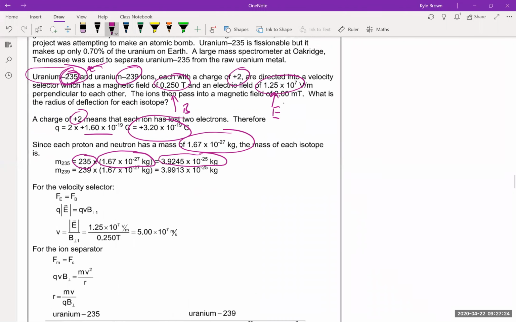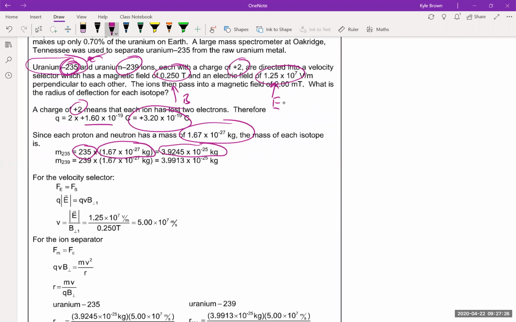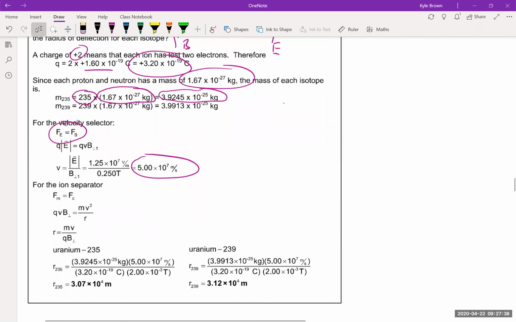Okay. And then here's what we were talking about before. So then we'd set up our velocity selector. Fe is equal to Fb. Work our way down like we did above, and we'd get a velocity of 5 times 10 to the 7 meters per second. Okay, now that we have that velocity, we can use that in the ion separator, right?